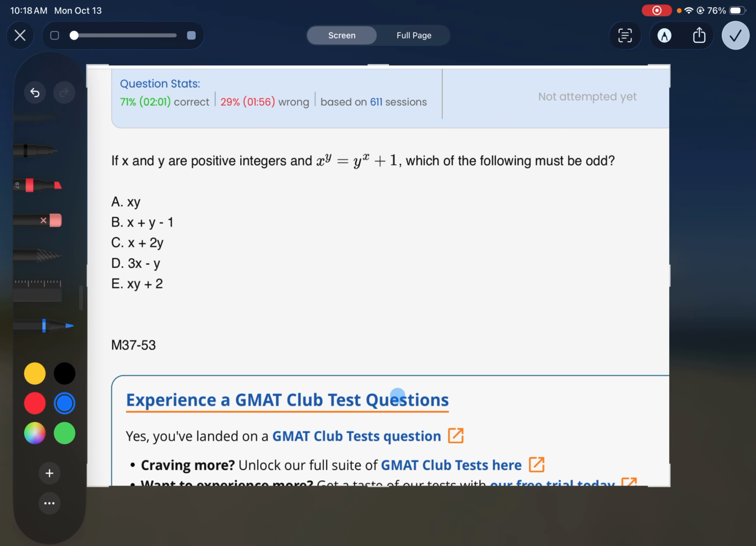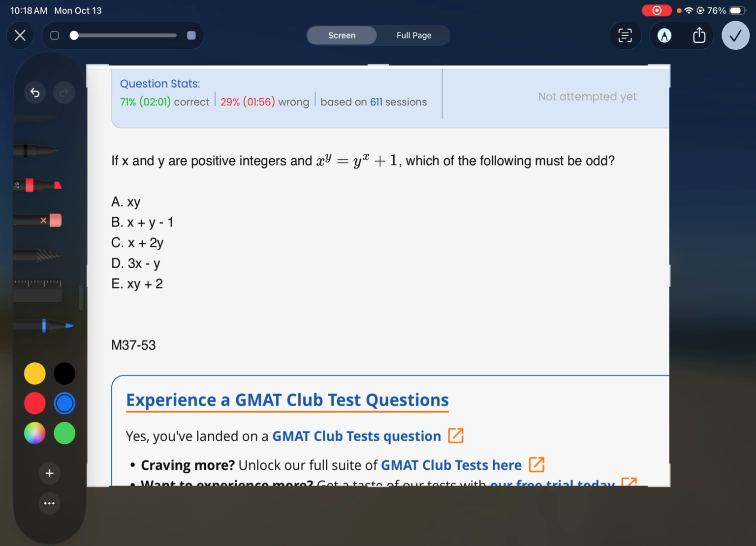Okay, this is good. A few things to notice when talking about odd and even. Something equals something plus one. That means one of them is odd and one of them is even. An even is just an odd plus one, and vice versa.